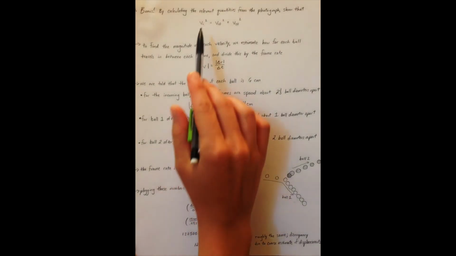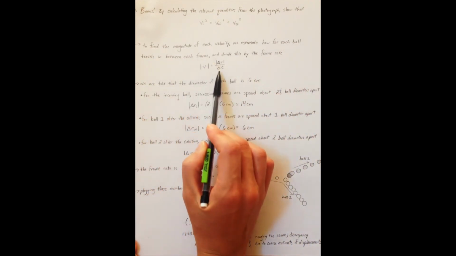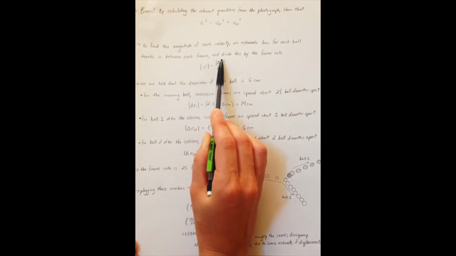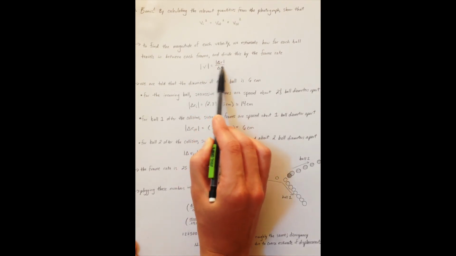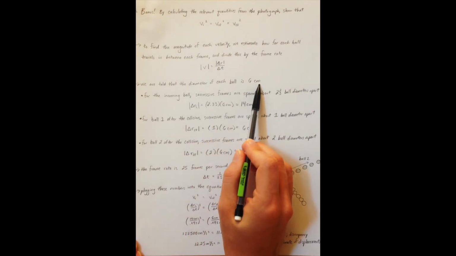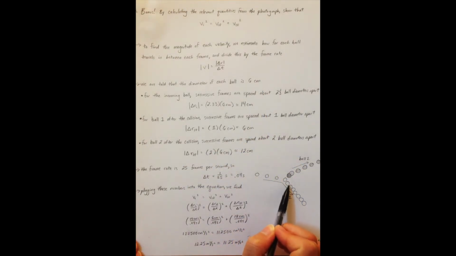To find the magnitude of each velocity, we need to estimate how far each ball travels in between each frame and then divide this by the frame rate. So we'll have velocity is equal to displacement divided by time. We are told in the problem statement that the diameter of each ball is 6 centimeters. We can use this information to estimate the distances between each ball in between frames.